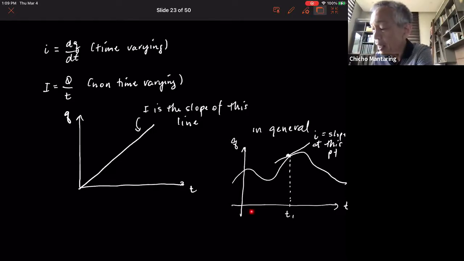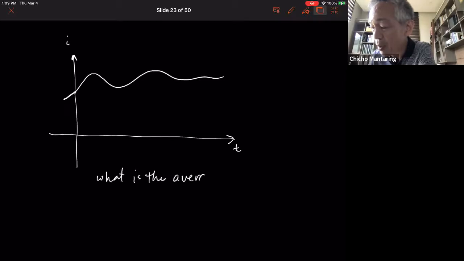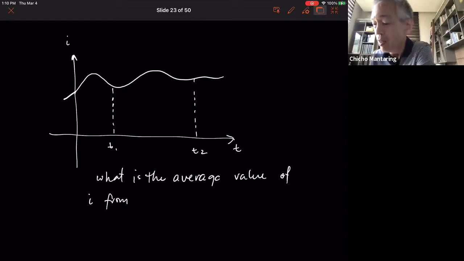For this particular case, what is the average value of I? Sometimes that's asked. Let's say you have I versus T, and your I is time varying. What is the average value of I from T1 to T2?